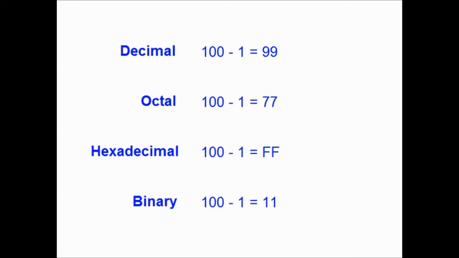Now, all of the different number systems have the same columns, like tens, hundreds, thousands, but the numbers don't have the same value. Like if you were counting in octal, you would go 1, 2, 3, 4, 5, 6, 7, 10, 11, 12, 13, 14, 15, 16, 17, 20, and so on. So like 100 minus 1 in our decimal system is obviously 99. In octal, 100 minus 1 is 77. In hex, it's FF, and in binary, 100 minus 1 is 11.